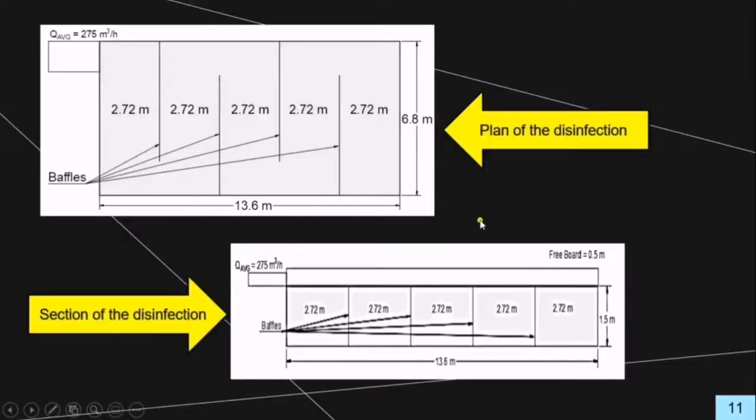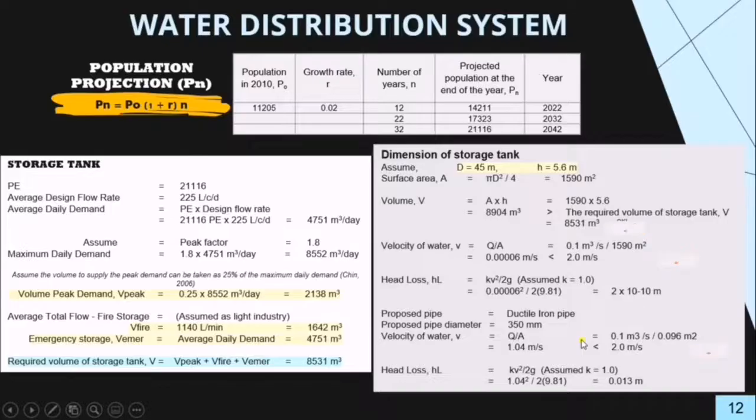Then we go for the detailed disinfection tank. Okay, this figure shows the plan of the disinfection tank that consists of baffles, with the average flow of 275 meter cube per hour, with the tank length of 13.6 meter. The width is 6.8 meter. And also the section of the disinfection tank consists of a freeboard equal to 0.5 meter, and the length of the tank is 13.6 meter with the depth of 1.5 meter.